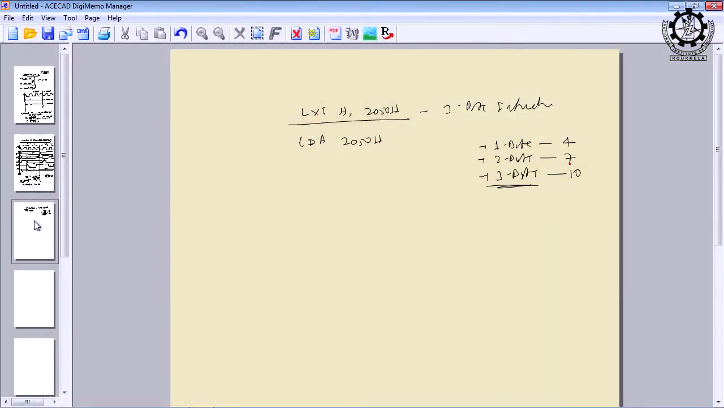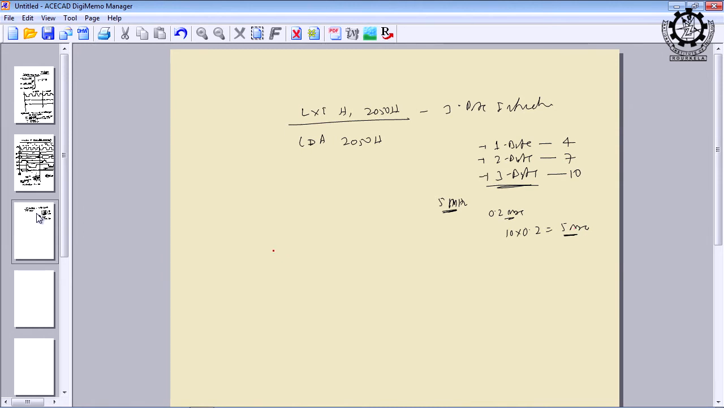For a 3 byte instruction it will take 10 clock periods, and if you know the clock period time, you can easily find out the instruction execution time. It is very simple. For example, if you are using a 5 megahertz 8085 microprocessor, its clock period is 0.2 microsecond. So, 10 into 0.2, that is 2 microsecond. This is how we have to find out the total execution time of an instruction.